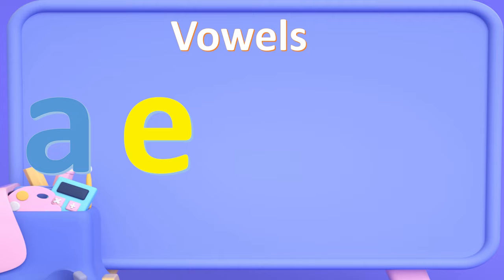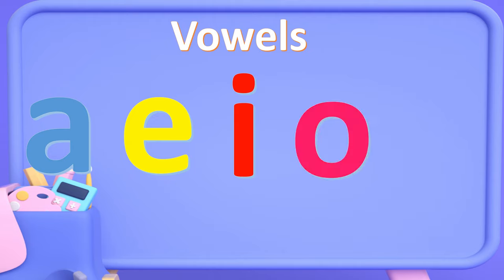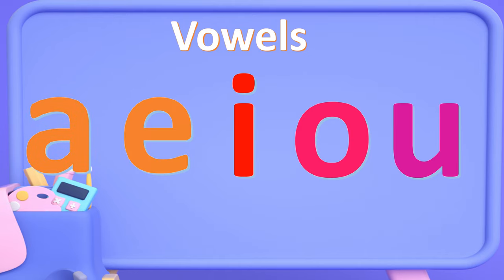A, E, I, O, U. Yes, these are the five letters which are called vowels. Repeat with me. A, E, I, O, U. A sounds a. E sounds e. I sounds i. O sounds o. U sounds u. Good, everyone remembers.